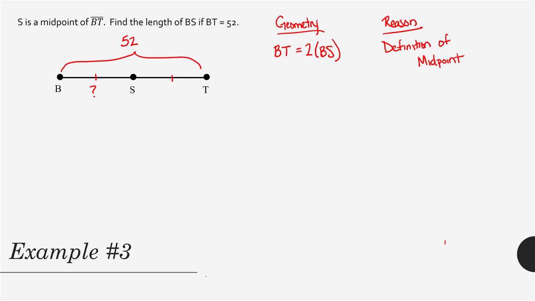And then I'll go ahead and plug in all the values we have from our diagram. So BT is 52. And BS, we could put a variable, or you can write BS. And now you're going to solve. To solve this, we want to get BS by itself. So divide by 2 on each side. So that leaves us with BS equals 26.